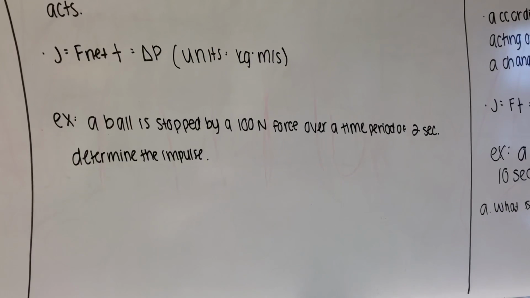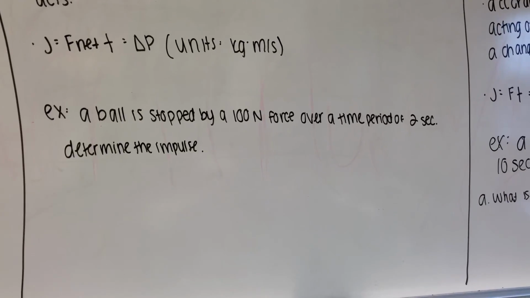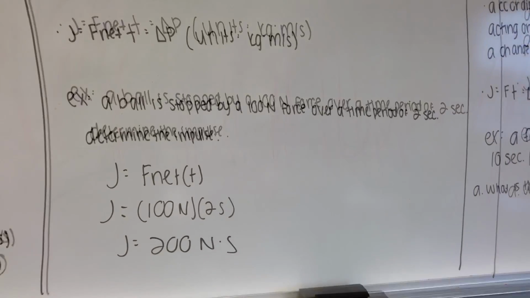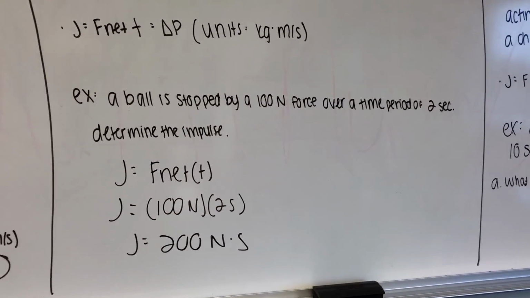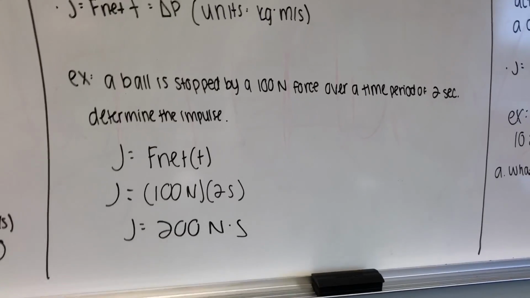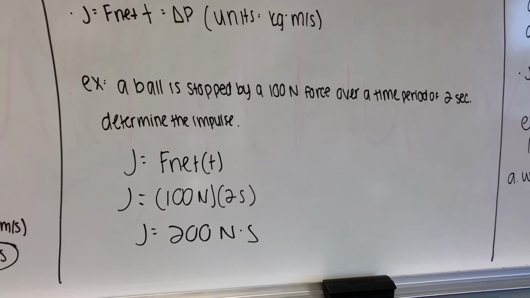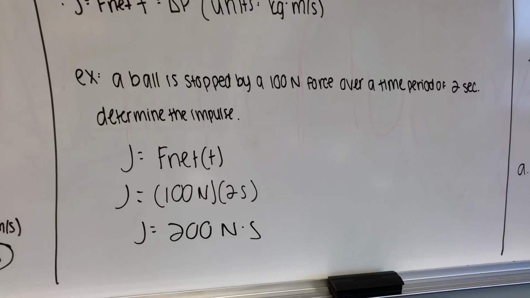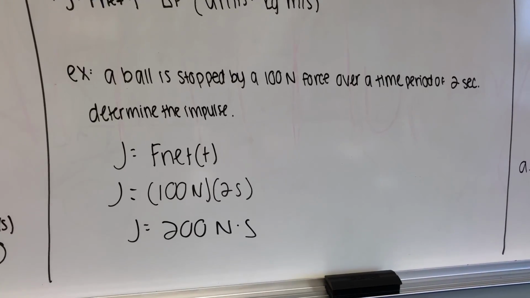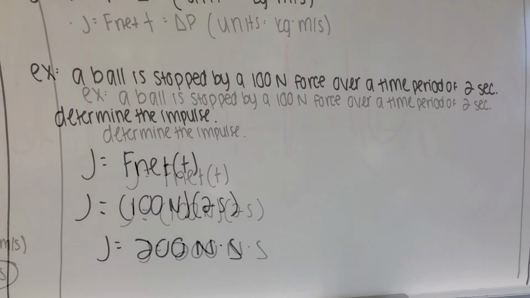To do an example, a ball is stopped by a 100 newton force over a time period of 2 seconds. Determine the impulse. The equation we use is J equals F net times t. We know that there's a 100 newton force and it took 2 seconds. So you plug those two numbers in for F net and t, multiply them together, and you get 200 newton seconds as the impulse.